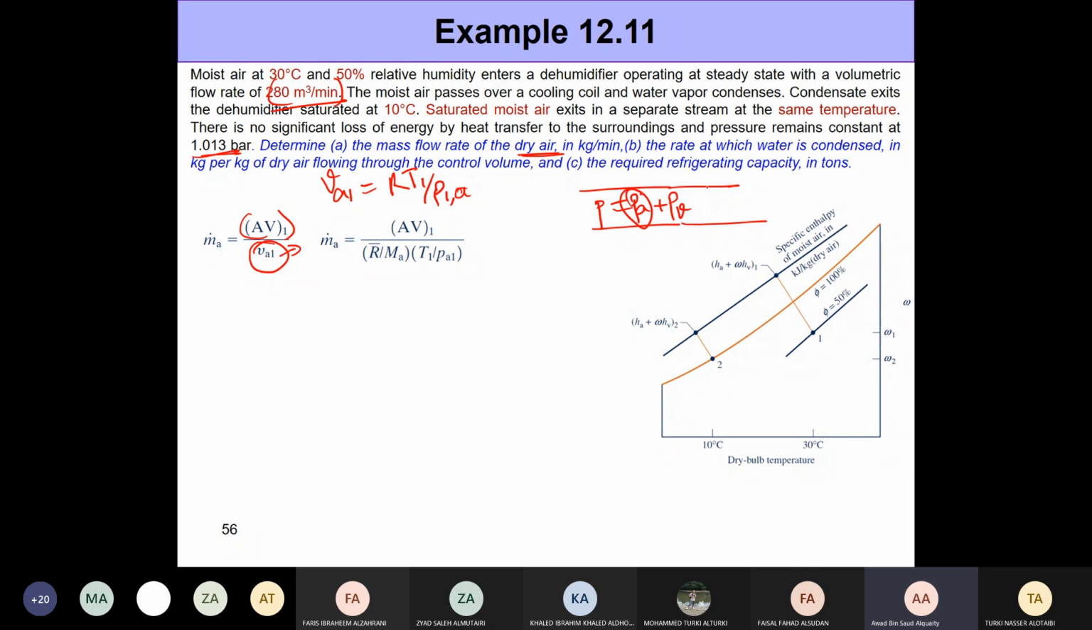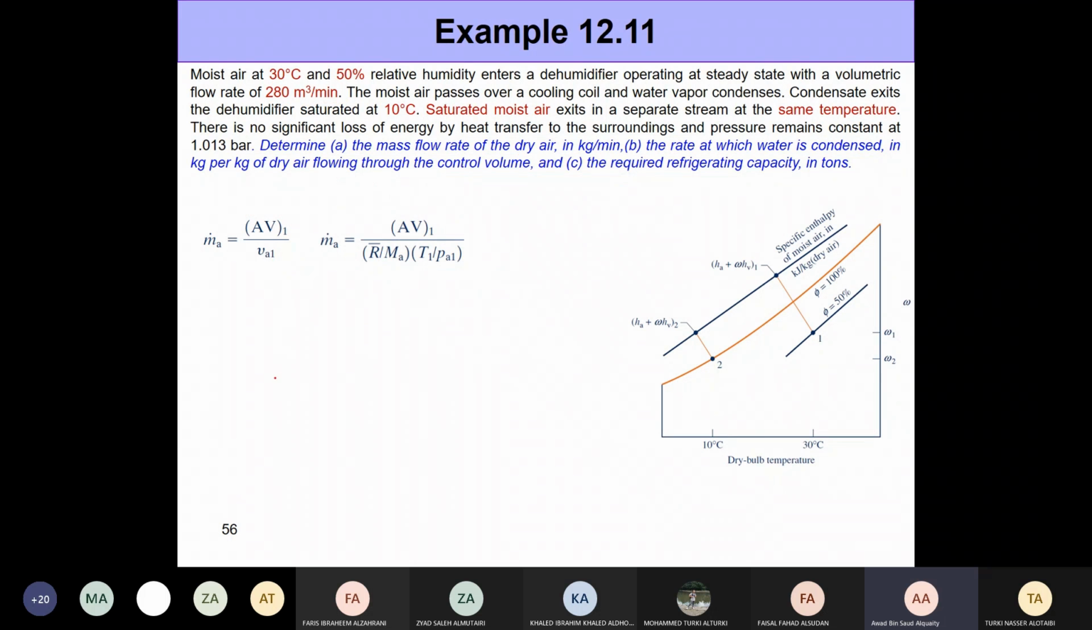If you consider the mixture, you can imaginarily separate it into dry air plus water vapor. DA stands for dry air. So we are looking for the mass flow rate of dry air, which depends on the partial pressure of dry air. Once you add the partial pressure of dry air to the partial pressure of water vapor, we get the total. This is the concept behind it.